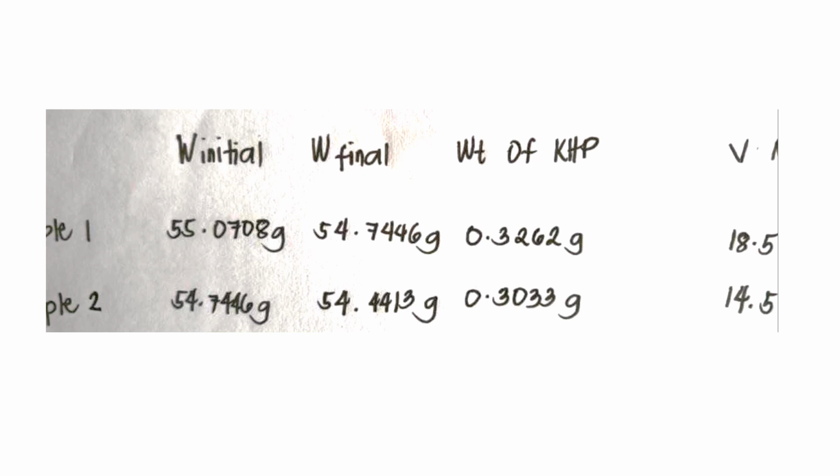This is a sample entry in your data sheet where you have initial weight, and you have final weight, and you carried out 2 trials. Hindi ito sample 1 or sample 2. This should be trial 1 and trial 2. So again, you have your initial weight and your final weight. And the mass of KHP that was withdrawn from the vial is this. So you simply subtract the final weight from the initial weight.